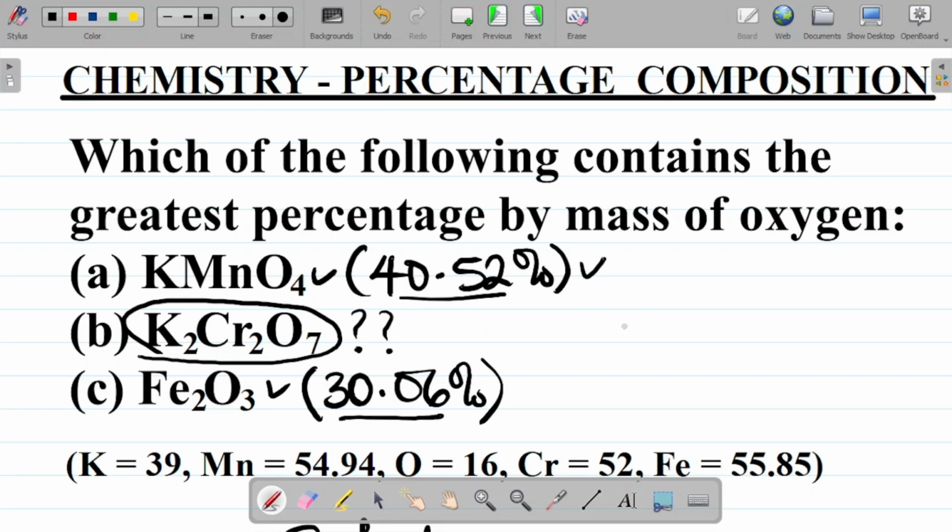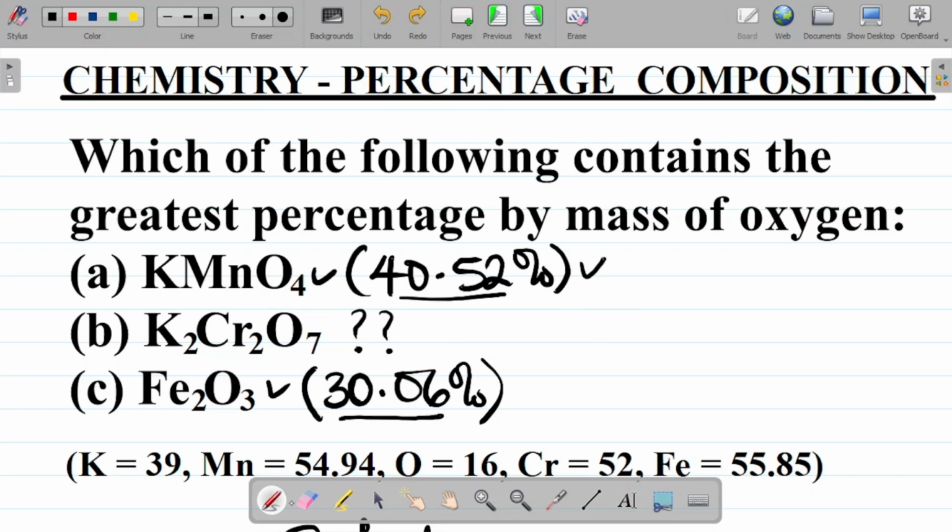Then when you're done, let's assume that this gives us 10%. If this gives us 10%, that means the one that has the higher percentage by mass of oxygen is A, because it has the highest value. What if this gives us, let's say, something like 80%? Just an assumption. If this gives us 80%, that means the compound that has the greatest percentage by mass of oxygen would be the B part, that's potassium heptaoxodichromate 6. But until then, you have to solve it first and then tell us in the comment section.